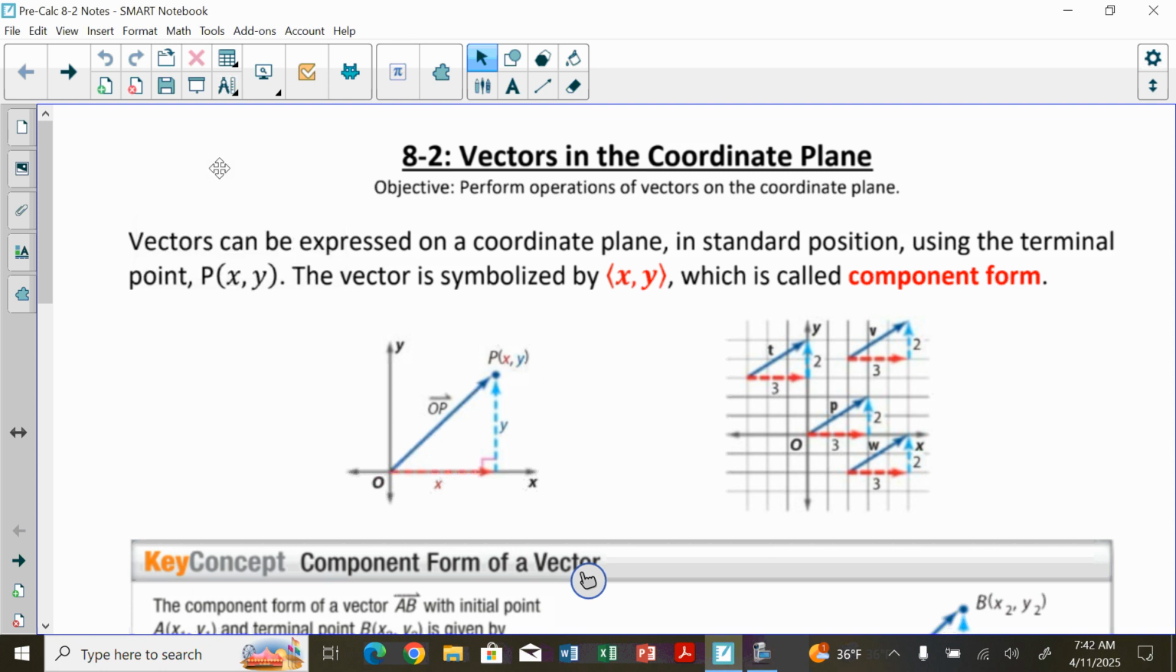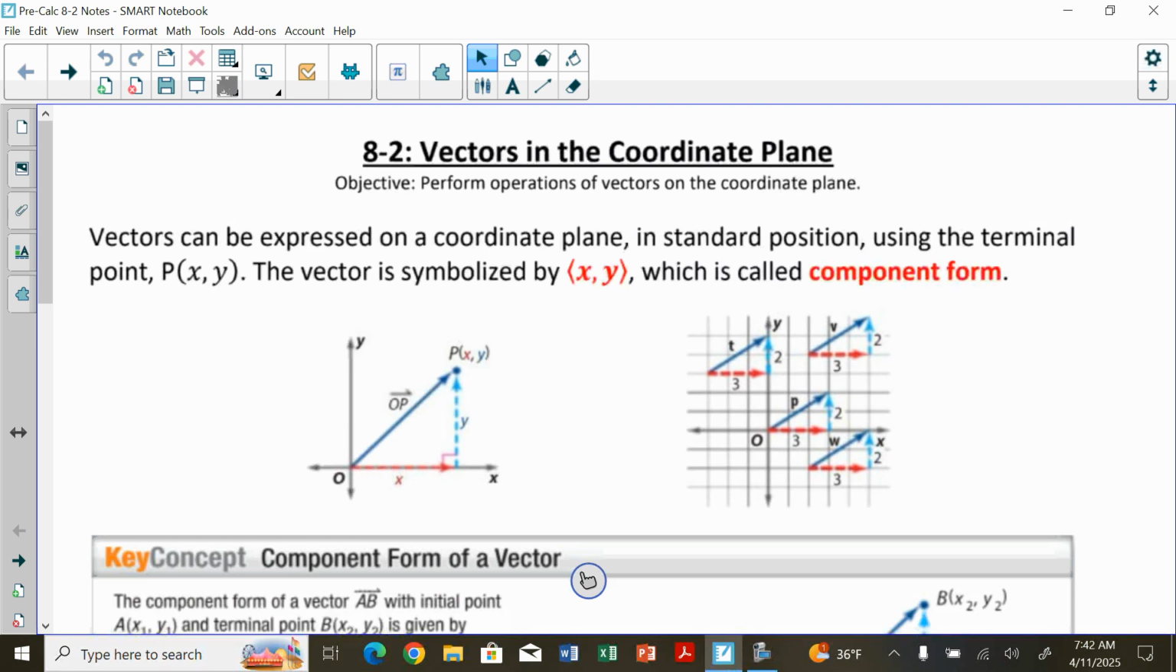All right, folks. 8-2 vectors. So now we're talking about vectors in the coordinate plane. We're going to do some operations with these vectors in the coordinate plane. Shouldn't be too bad today, and a lot of it's kind of strategies we've used before. So we'll talk about that, and we'll practice.